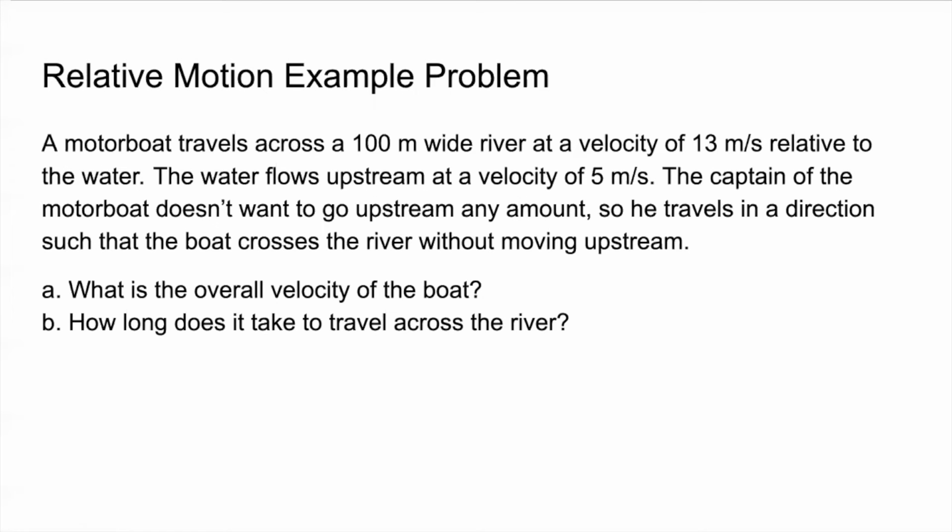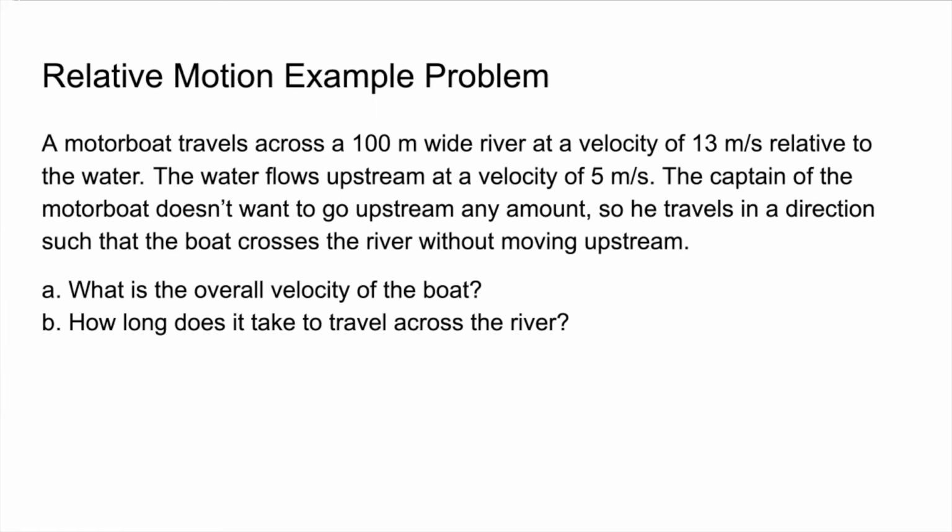Here's another example problem. A motorboat travels across a 100-meter wide river at a velocity of 13 meters per second relative to the water. The water flows upstream at a velocity of 5 meters per second. The captain of the motorboat doesn't want to go upstream any amount, so he travels in a direction such that the boat crosses the river without moving upstream. What is the overall velocity of the boat, and how long does it take to travel across the river?